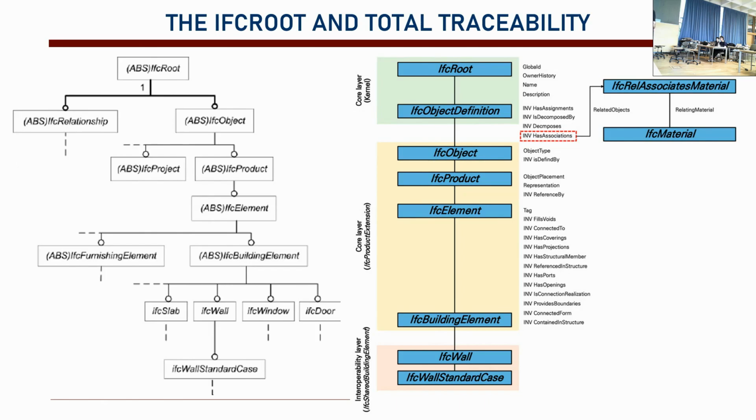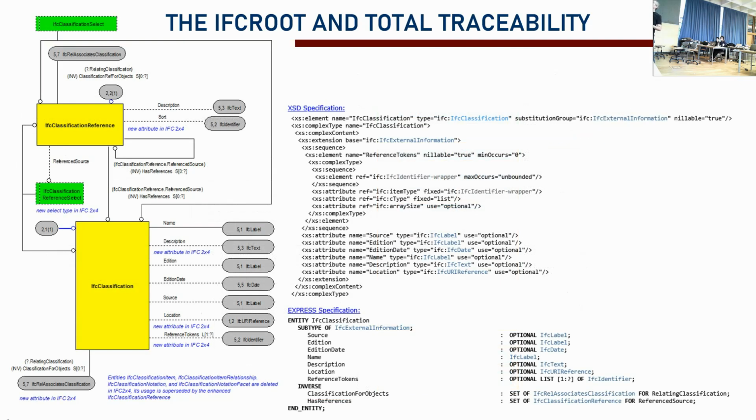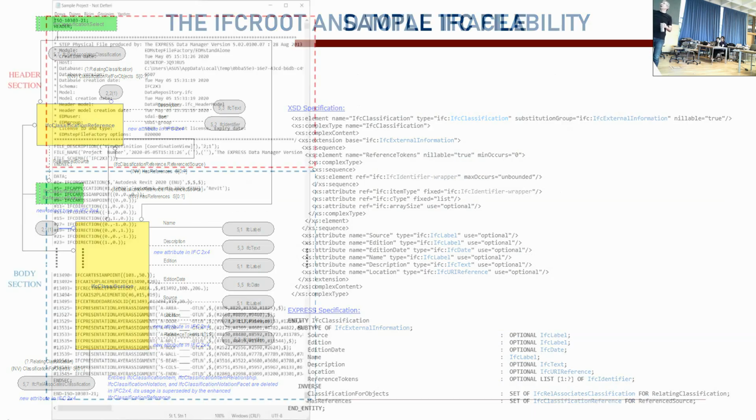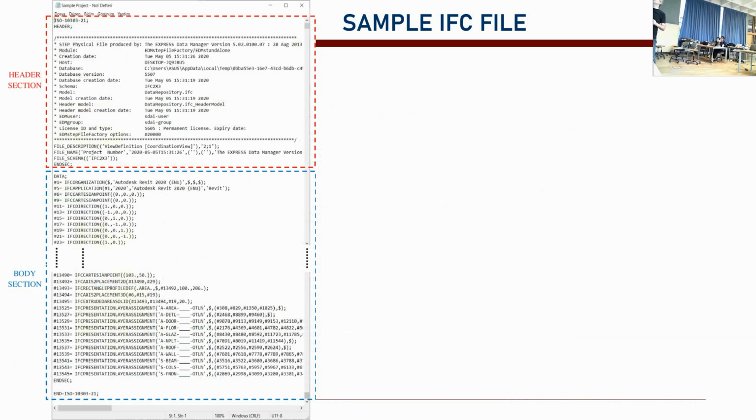So this is what we call kernel, core layer. This is where we have product extension. Then this is where we have interoperability layer. Okay? So similarly, it's represented like that. This is the EXPRESS-G specification of elements. And this is an example IFC file.